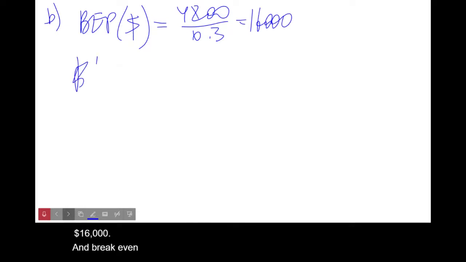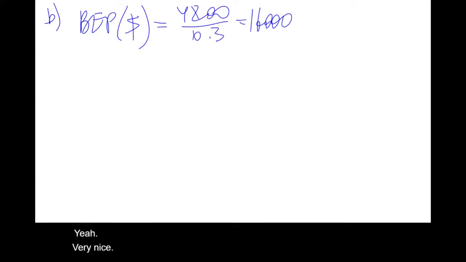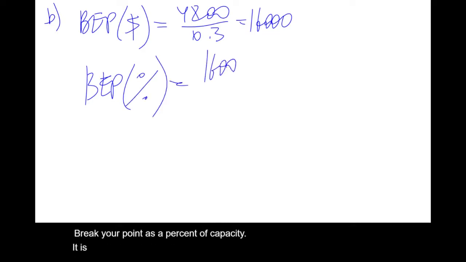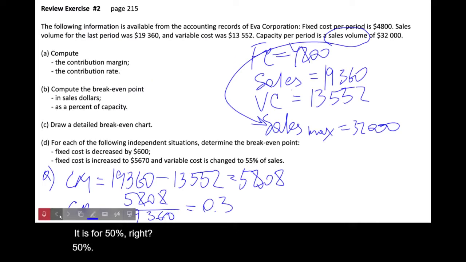And break-even point. Yeah, very nice. Break-even point as a percent of capacity, it is 16,000 over 32,000. It is what, 50%, right? 50%. Okay, so next, detailed break-even chart.